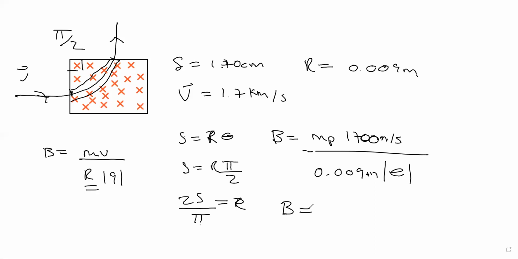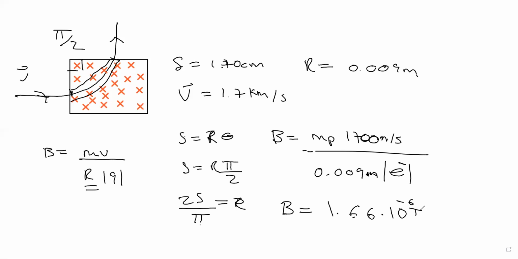The charge of a proton is the same as the charge of an electron. It's the absolute value of the charge of an electron, so it's the same. That's it, just 0.009 meters times this. The velocity is 12 kilometers a second. Then I get 1.66 times 10 to the negative 6 Tesla.